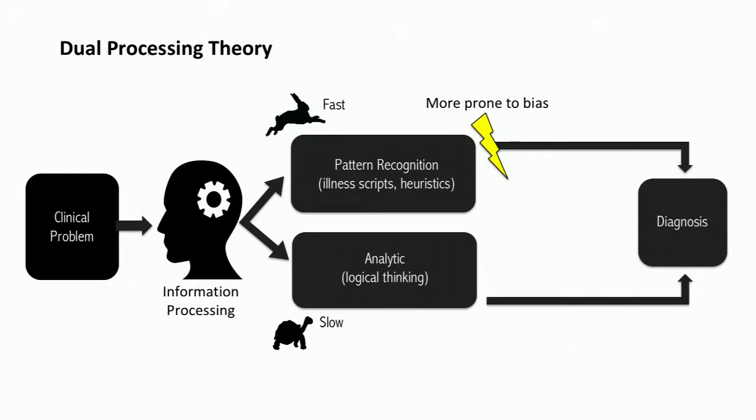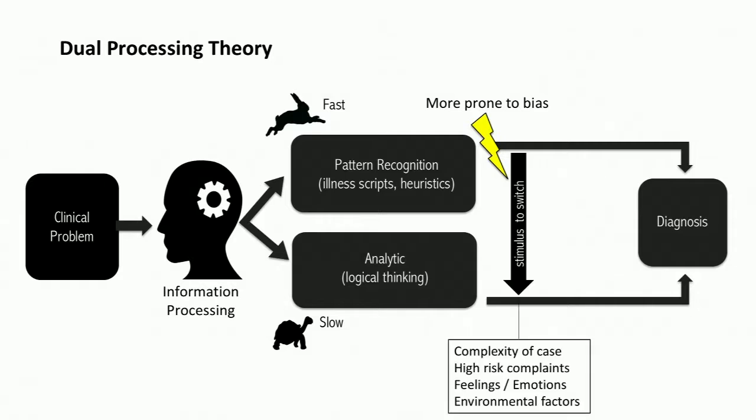So the concept of debiasing is based on the idea that you might be capable of recognizing some stimuli to switch to a more analytic thinking mode in real time. And such stimuli can include the complexity of the case that you're confronted with. It can be a sense that, gosh, there are some high-risk things going on in the environment. The tech just handed me the EKG, and the resident was trying to give me an oral presentation at the same time I was thinking about this.